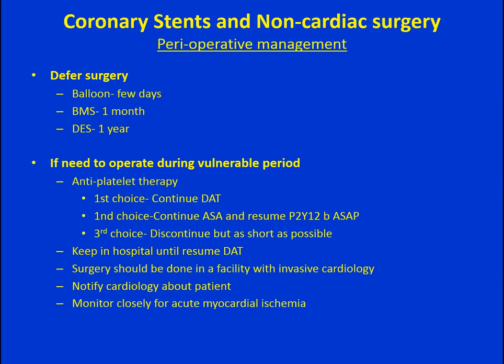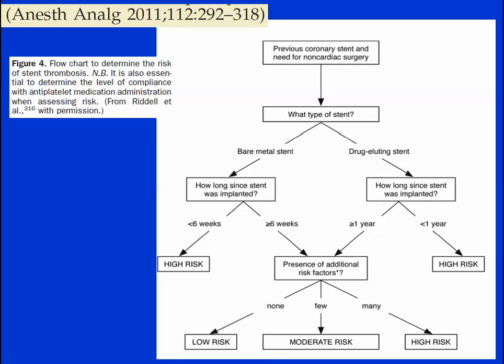The third choice is to discontinue both, but as soon as possible. The patient should be kept in the hospital until you resume dual antiplatelet therapy. Surgery should be done primarily in a facility with invasive cardiology. Cardiology should be consulted, notified about the patient, and they should be closely monitored for acute myocardial ischemia.